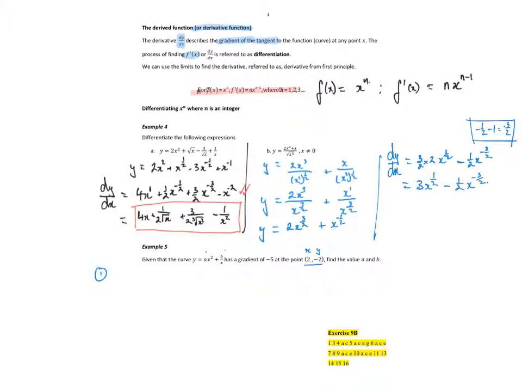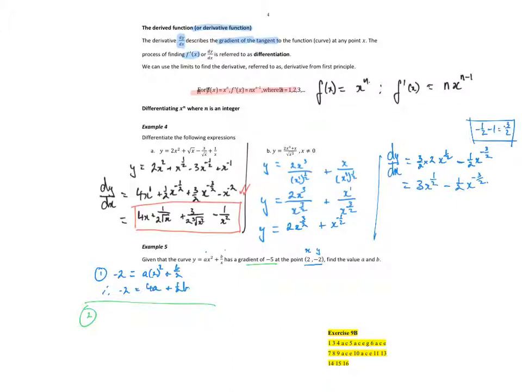So y is negative 2, x is 2. So we get a times 2 squared plus b over 2. Therefore, we get negative 2 is equal to 4a plus a half b. So there's equation 1. What about equation 2? What information? It says the gradient is negative 5. So the key is there.